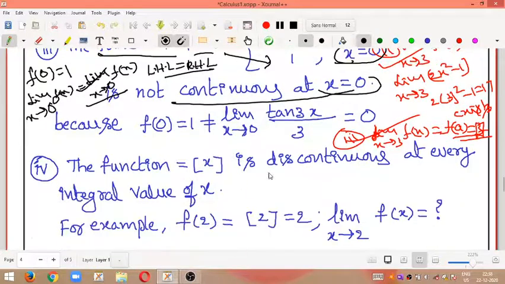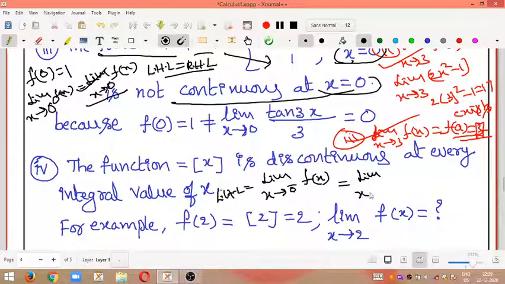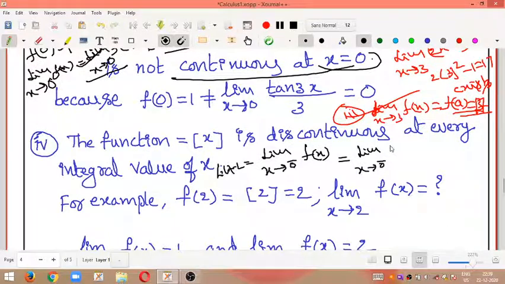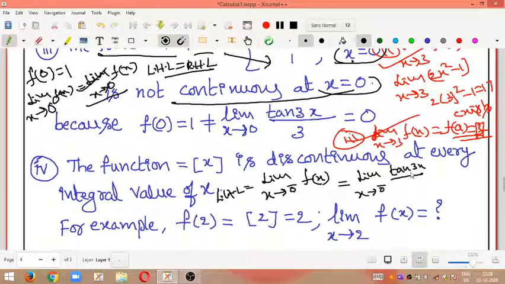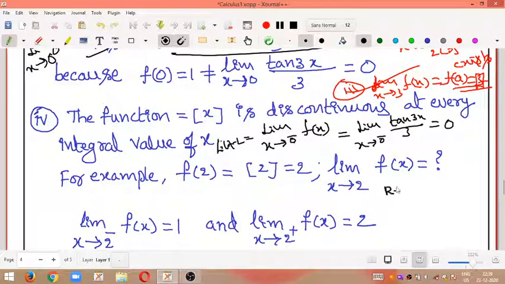So for that purpose, the left hand limit is the limit as x tends to 0 minus of f of x. Here x tends to 0 minus means the function is not equal to 0, that is tan 3x by 3. So when the limit approaches 0, it is 0 by 3, which is 0. Similarly, the right hand limit RHL is the limit as x tends to 0 plus of f of x.